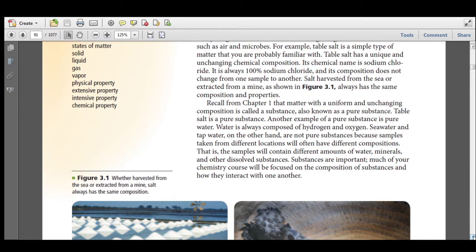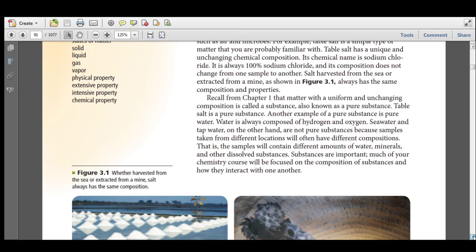Recall from Chapter 1 that a matter with a uniform and unchanging composition is called a substance, also known as a pure substance. Table salt is a pure substance. Another example of a pure substance is pure water. Water is always composed of hydrogen and oxygen. Seawater and tap water, on the other hand, are not pure substances because samples taken from different locations will often have different compositions. That is, the samples will contain different amounts of water, minerals, and other dissolved substances. Substances are important. Much of your chemistry course will be focused on the composition of substances and how they interact with one another.